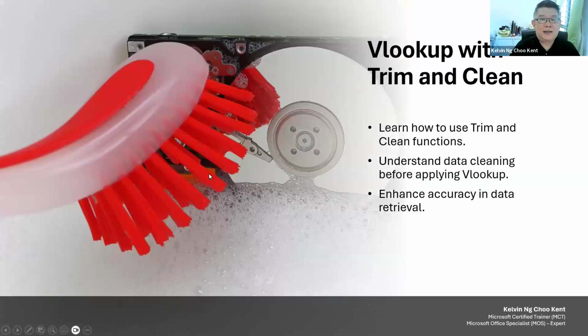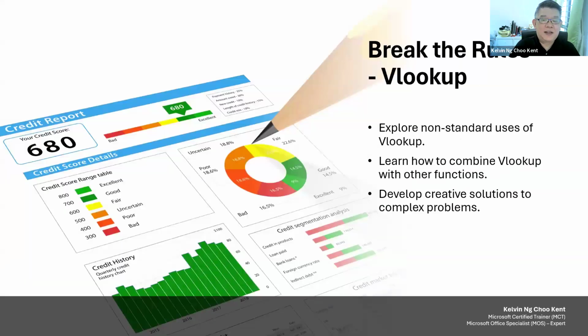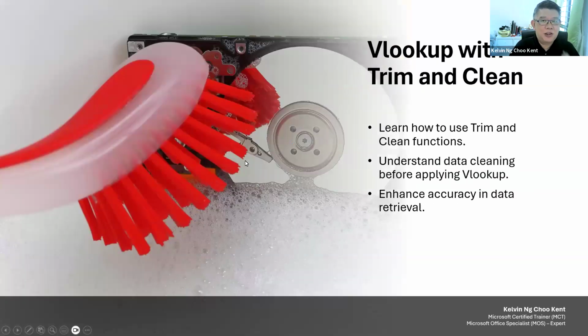Okay, so what's next? How do you trim and clean your data for VLOOKUP? Many times, the trouble we face is that the data is not clean. So the first thing is we break the rules. But once we break the rules and we still can't get it, that means we have some data issue. So how are we going to get Microsoft Excel to write the formula to clean up the data for you?